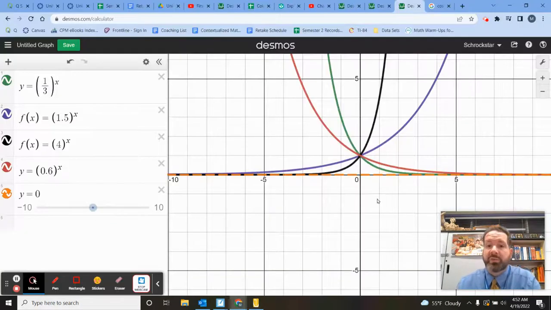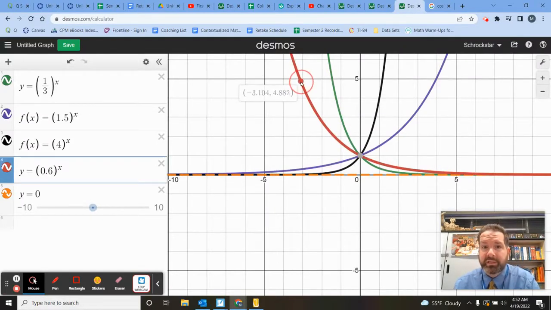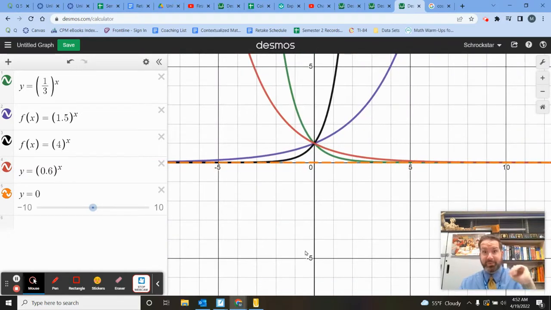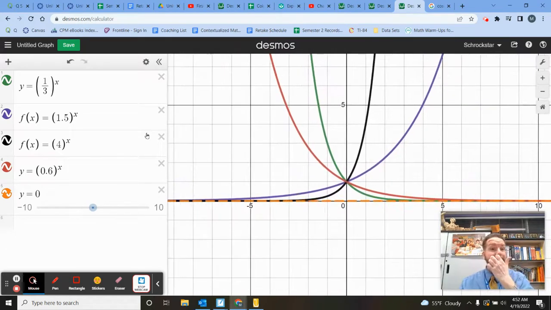As we take a look at these graphs here, notice that all the y coordinates, so look at the second coordinates in the ordered pair, they're all positive numbers. There's nothing down here. There's no graph down where the y's are negative, and it's because of this exponential relationship. Very special relationship.